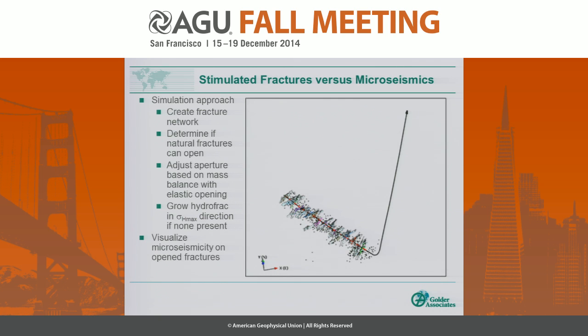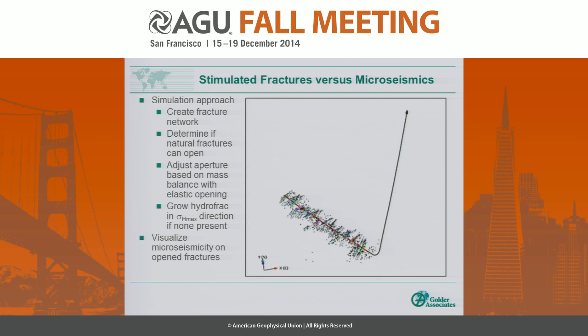We adjust the apertures of the fractures and their lengths based on an elastic solution with a mass balance based on some assumed leakage functions. But basically we're balancing the elastic opening with the aperture growth and length growth. And we will grow on natural fractures if they can be opened. If there are no fractures that can be opened, then we'll just simply grow a new fracture in the sigma h max direction.